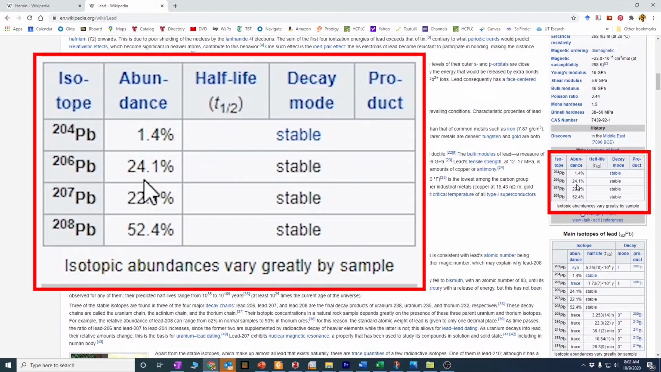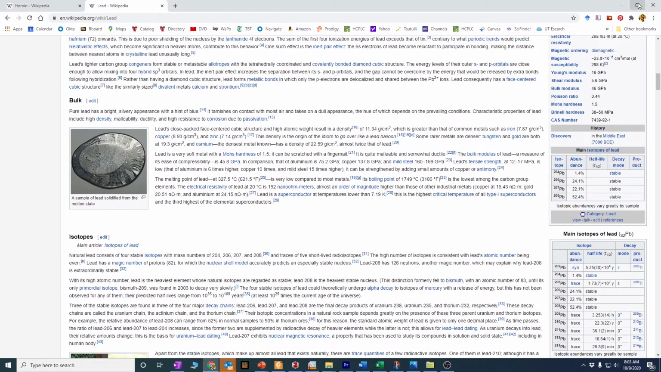So we have about 24% of lead is lead 206. About 22% of lead is 207. So those two are about equal. So we expect a peak at 206 and a peak at 207. They're about equal because they're about equal percents. And then at 208, we have an isotope peak that is 52%, which is about double these guys. So we expect to have two peaks that are about the same at 206 and 207, and then a peak that's about twice as high as those two at 208.